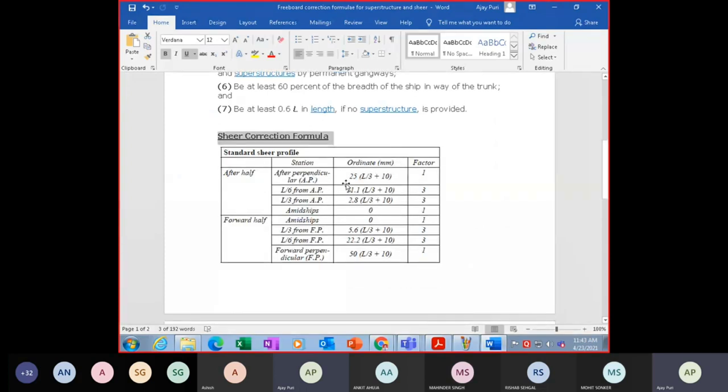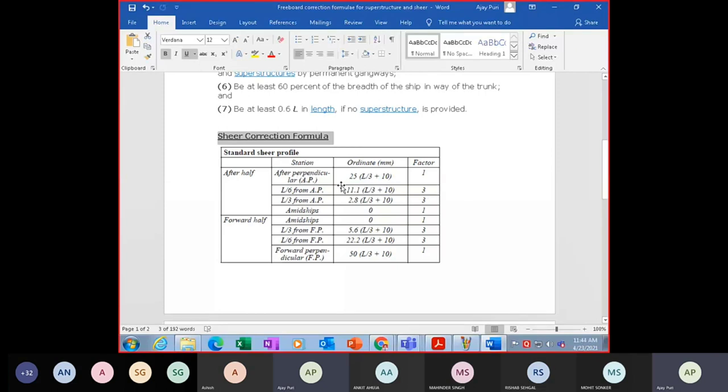So ye jo stations bane hain, they are given the factors and ordinates in mm. So itna zyada agar aapko karna hai to Wi-Fi mein aapko bhej dunga, wo aapke liye bahut zyada ho jayega. This you have done in Simpson's rule.